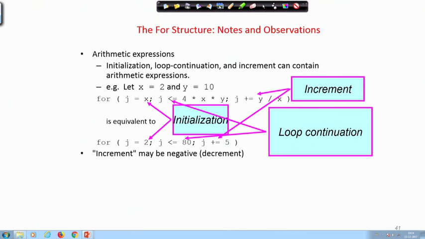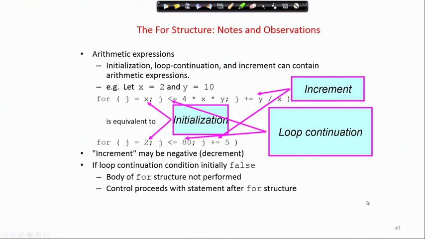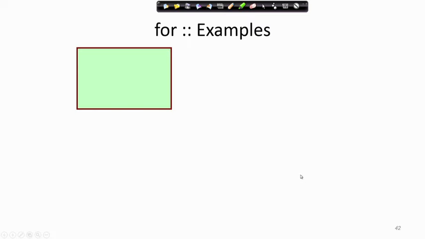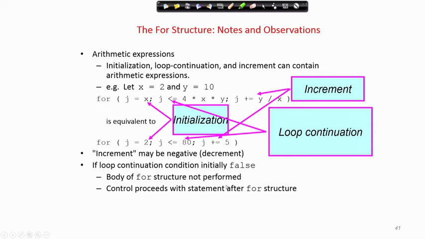So, if the loop continuation condition is initially false, then the for structure will not be executed. It will proceed with the next statement.